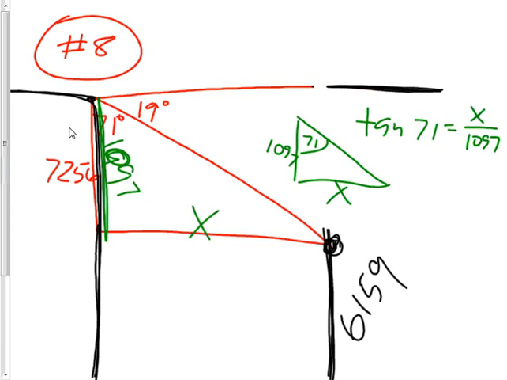All right, this is problem number 8 from the packet, and I just got it set up. And in the end, we had to do this. To get tangent of 71, you'll need a calculator. Your calculator will be handy on this test.